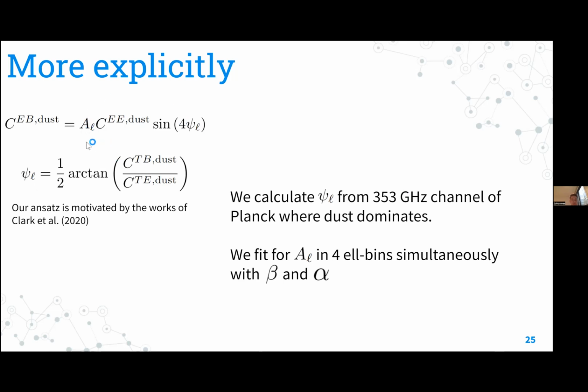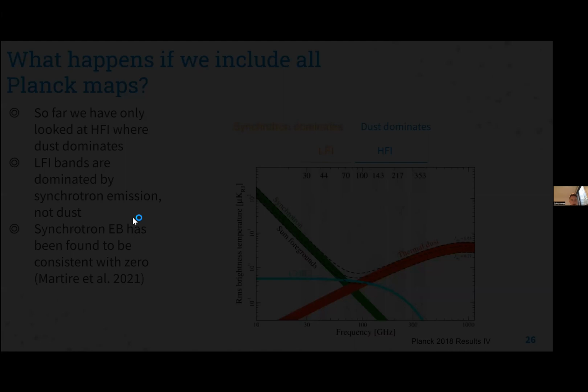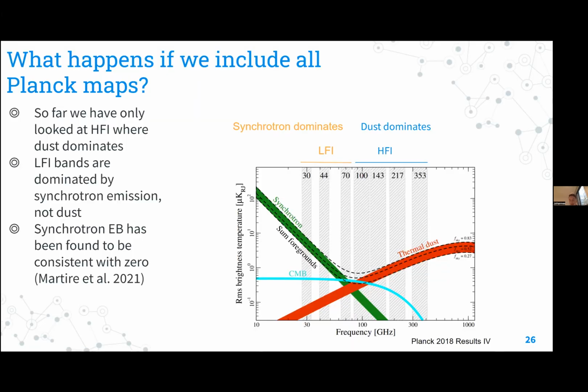Then we also fit for these A_L parameters in 4 ell bins simultaneously with beta and alpha, so we're measuring these parameters at the same time. As I mentioned, by adding that model, we increased the statistical significance of our beta measurement. And then we released the paper.